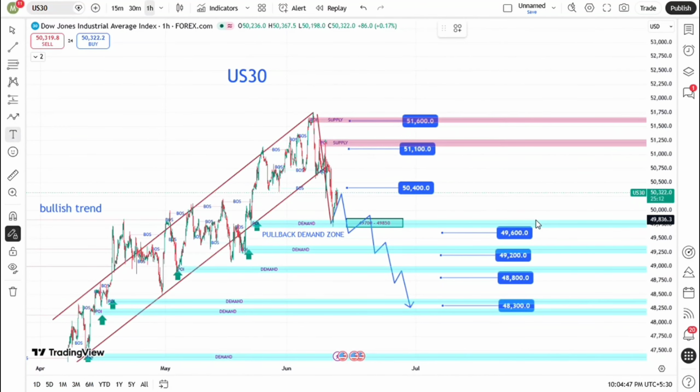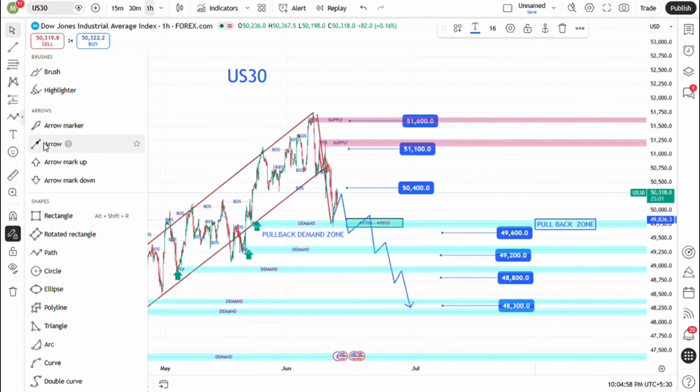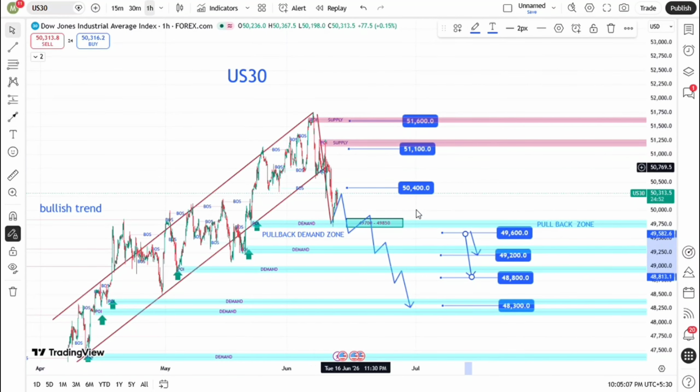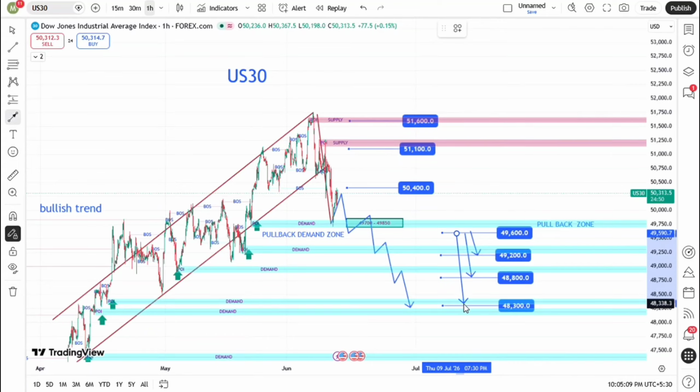If this level breaks, our bearish bias changes. For the downside trajectory, Scenario 1 targets T1 at 49,200 to clear immediate sell-side liquidity. Scenario 2 targets T2 at 48,800, tapping into a deeper discount demand array. Finally, Scenario 3 targets T3 at 48,300, sweeping the major low liquidity pool.